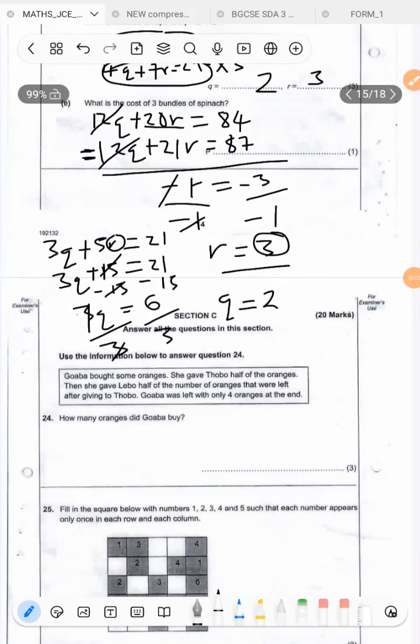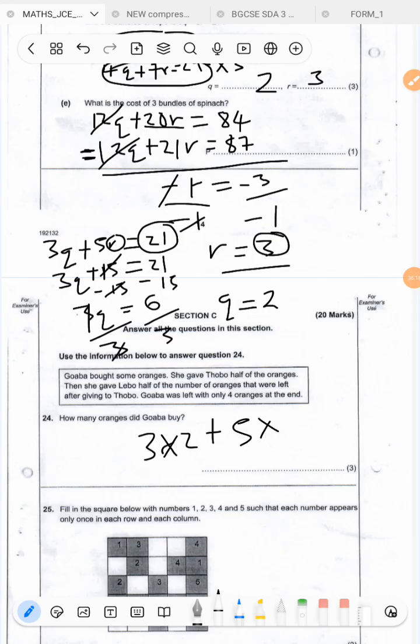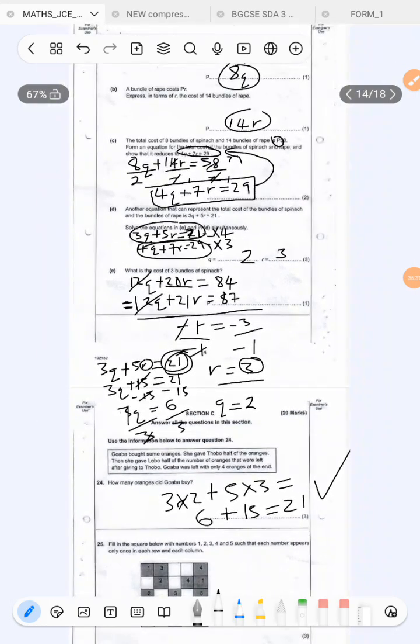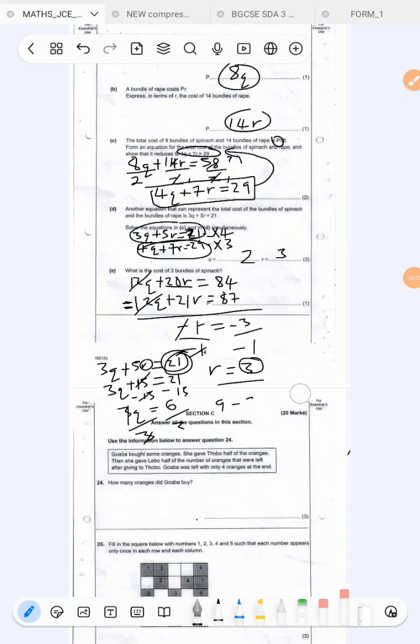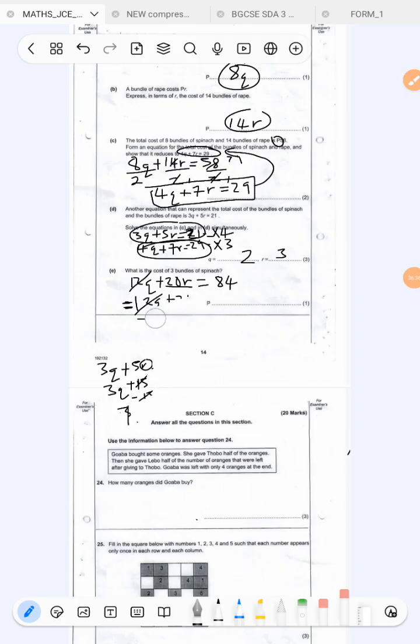Now you can check whether your answer is correct by taking these two values into one of the equations, and they should equate to the number stated there. Like 3Q: the value of Q is 2, so 3 times 2 plus 5 times the value of R, 3, should give us 21. Let's see. 6 plus 15 is 21, which means our answer is correct. That's the good thing about this question: you can mark for yourself.